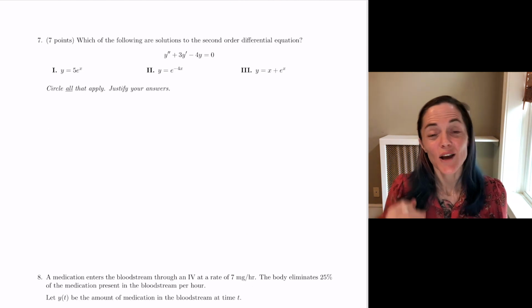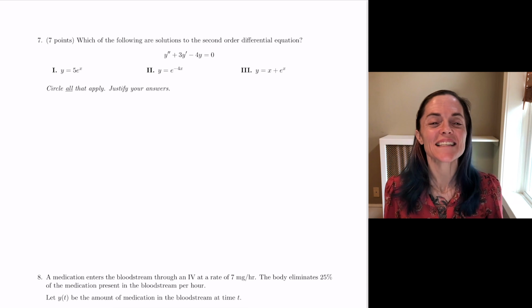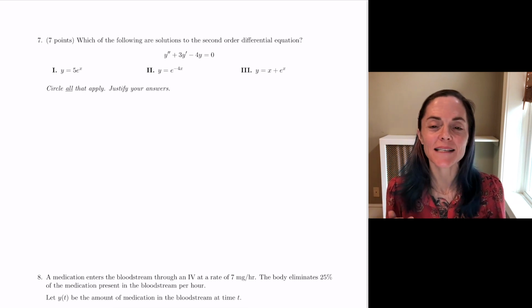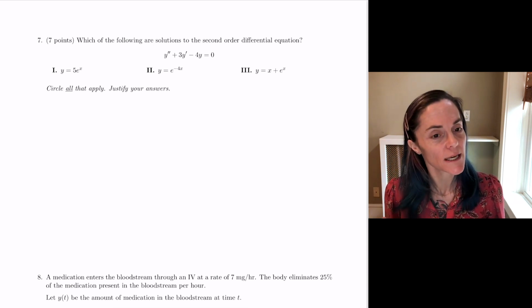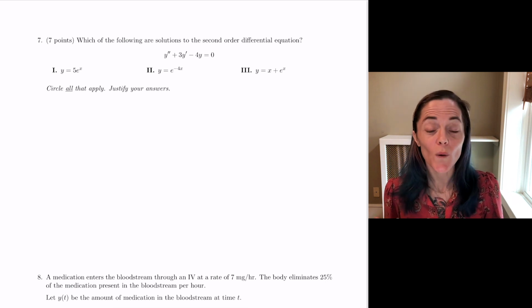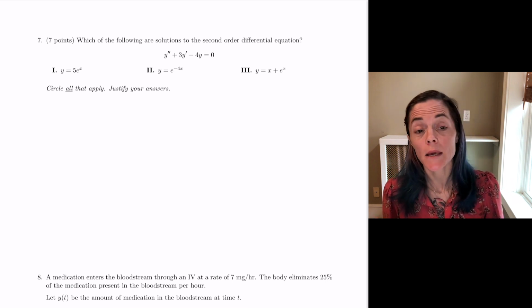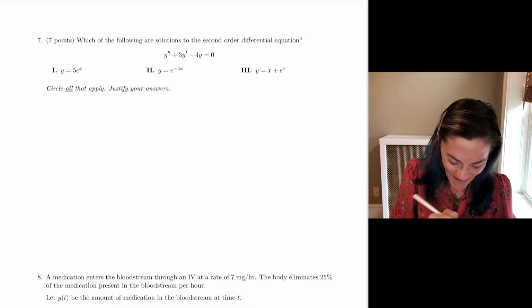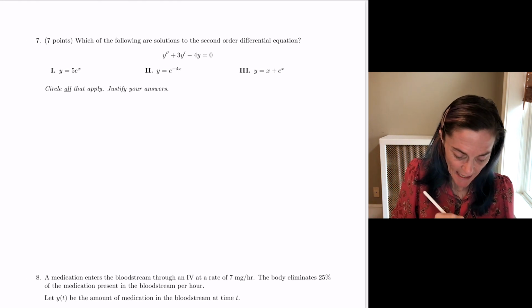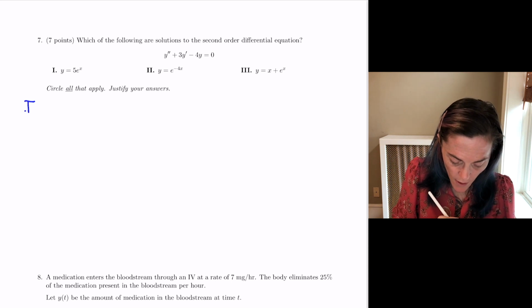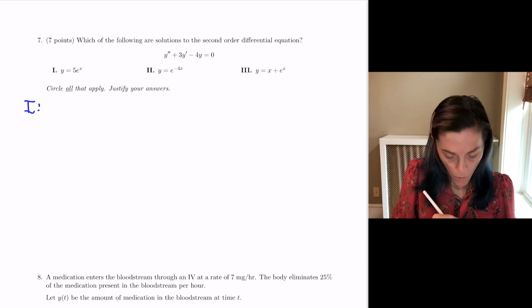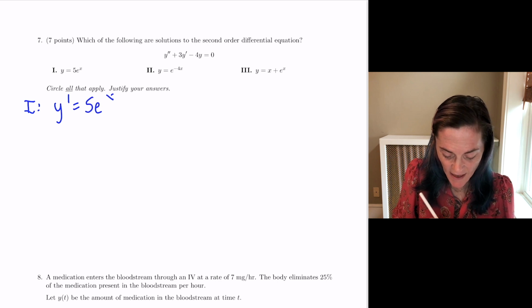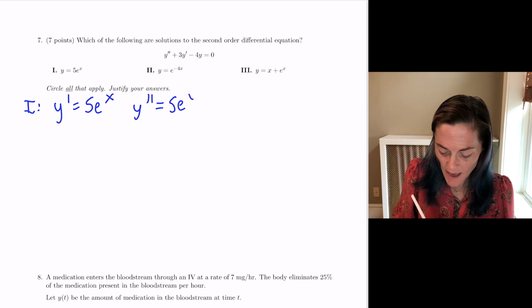Number 7, hooray, differential equations. Which of the following are solutions to the second order differential equation? Well, we're going to have to check. It might be none of them, 1, 2, or all of them. The only way we know is by checking. So let's start with letter I. Y prime is 5e to the x. Y double prime is 5e to the x.